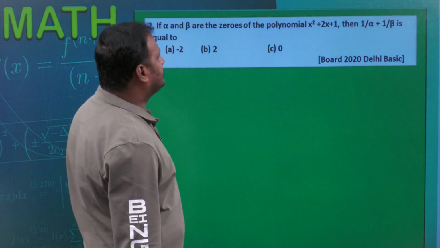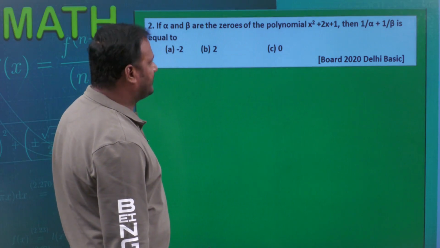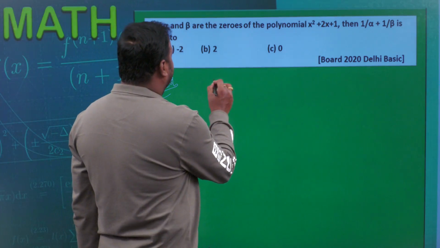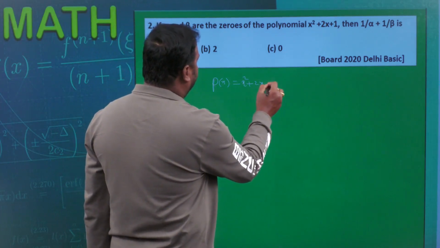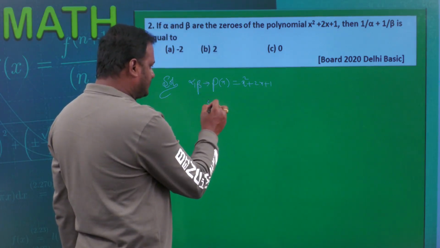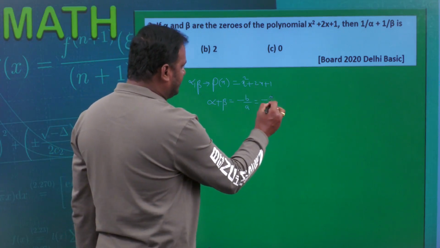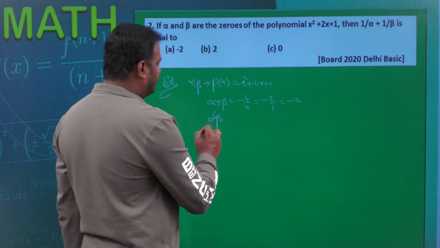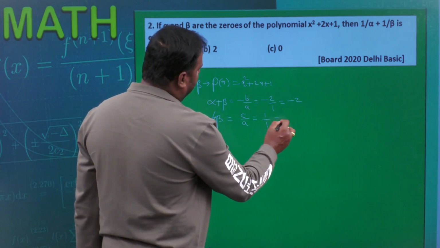If alpha and beta are zeros of the polynomial x square plus 2x plus 1, then what is 1 by alpha plus 1 by beta? Again, the quadratic polynomial given here is p of x, for example, which is equal to x square plus 2x plus 1. Alpha and beta are zeros of this polynomial, right? So what is alpha plus beta? That is minus b by a, which is equal to minus 2 divided by 1, which is -2. And what is alpha into beta? That is the product of zeros, which is equal to c by a. C is 1, divided by 1, is equal to 1.